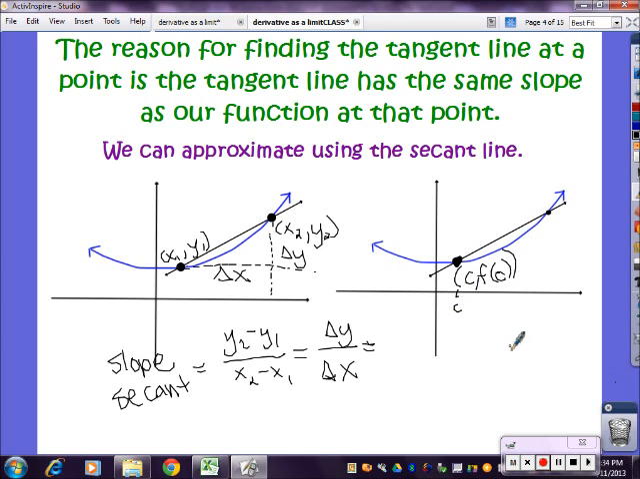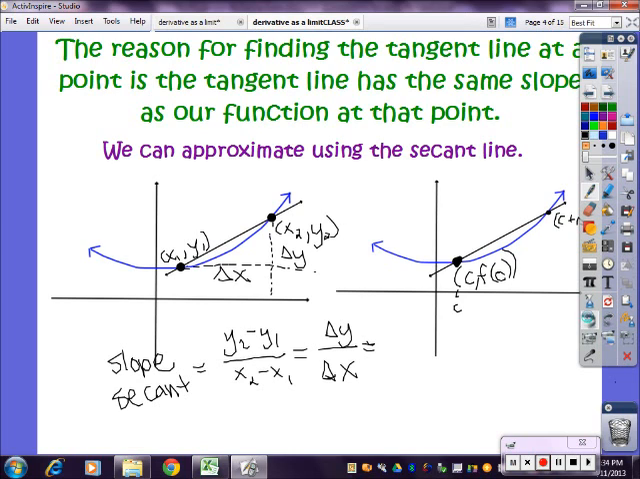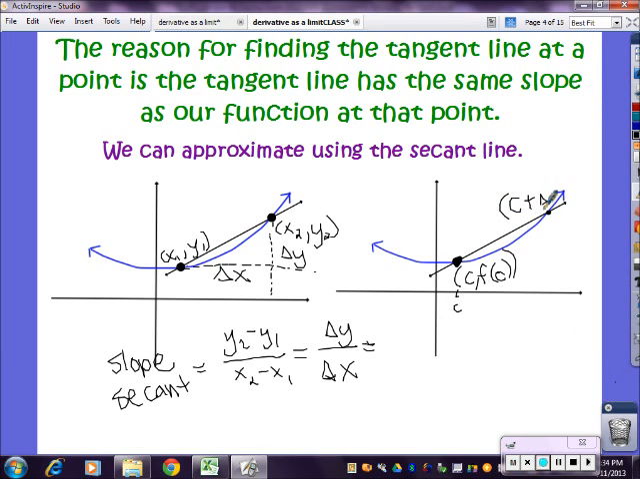Here's c. And then for this point, I would take the horizontal change, which was delta x, so it would be c plus delta x. Let's rewrite that. C plus delta x. And then my y value would be plugging this into function notation, so f of c plus delta x. So it's the same thing we did here, it just got a lot more complicated looking. But it's not any more complicated.